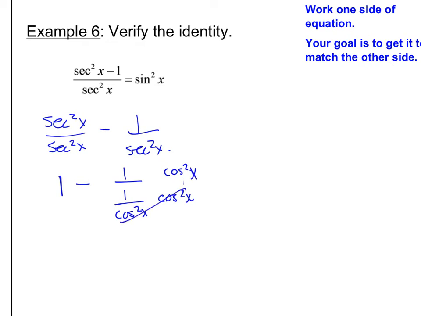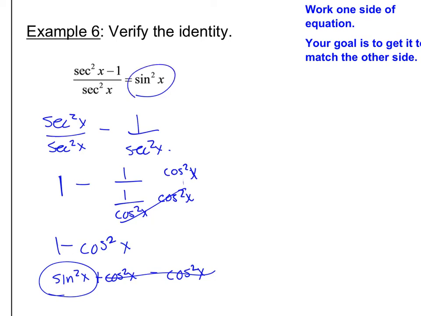So that all becomes 1. So I get 1 minus cosine squared x. Okay. So then that becomes sine squared x plus cosine squared x for 1 minus cosine squared x. That cancels out. That's what I'm left with. That's what I need to get. Okay, so this is just manipulating things to make them look a different way.